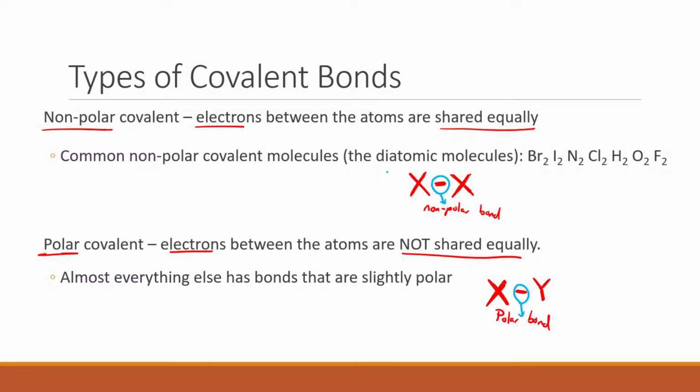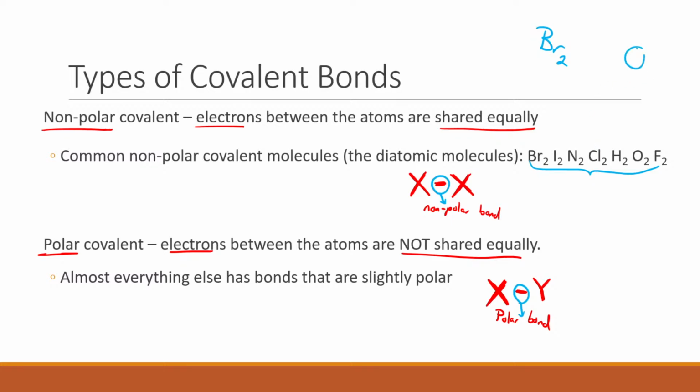Diatomic molecules, diatomic meaning just two of the same element, right? Bromine, iodine, nitrogen, chlorine, hydrogen, oxygen, fluorine. These 7 elements are diatomic. They are diatomic when they are their simplest. You will never have just Br by itself. It will always be Br2.